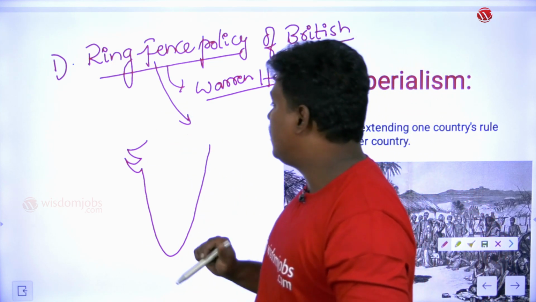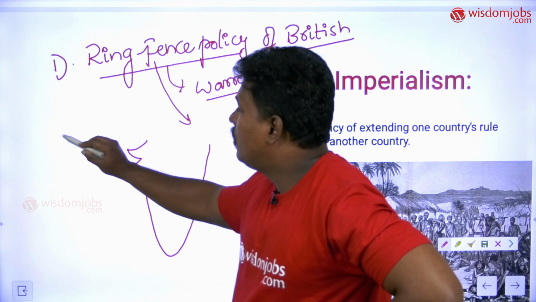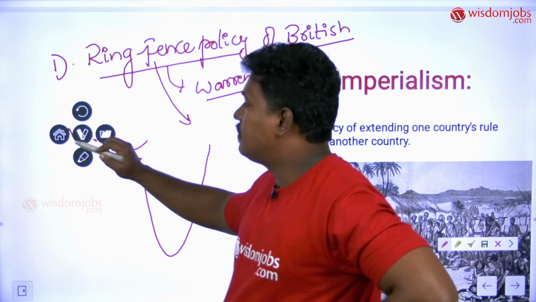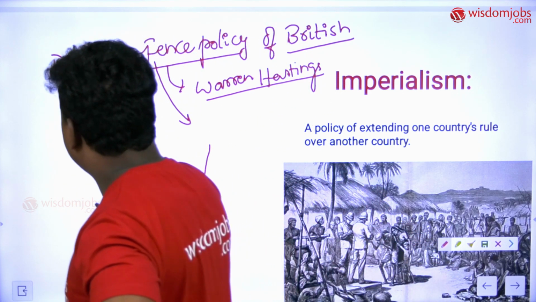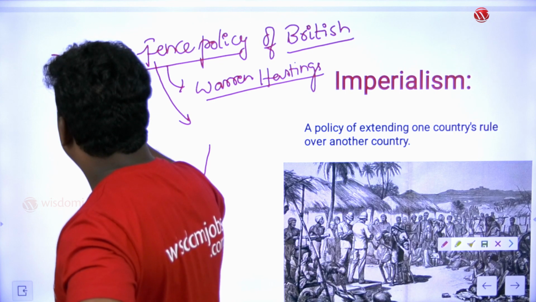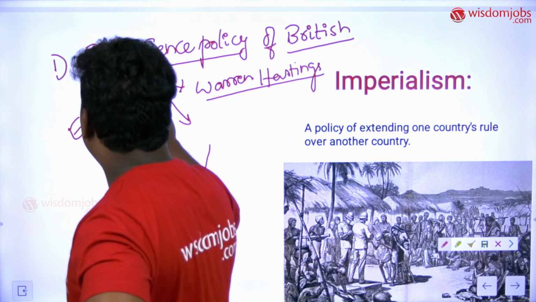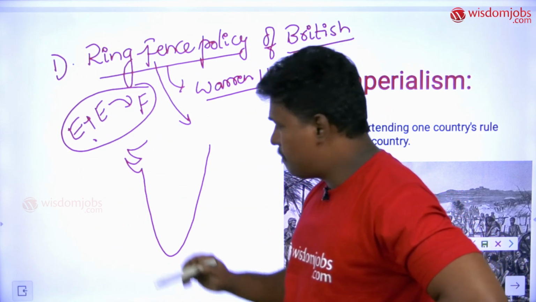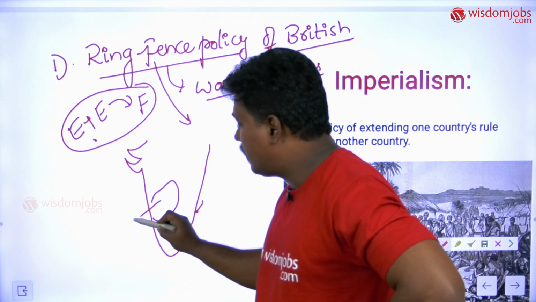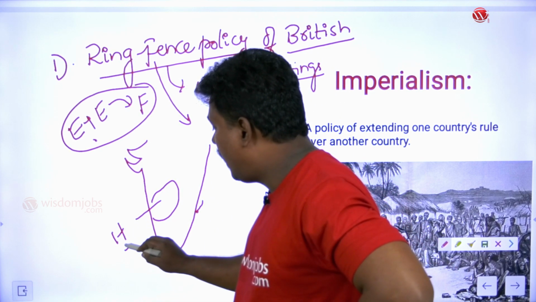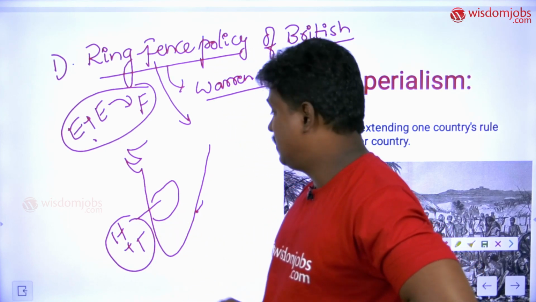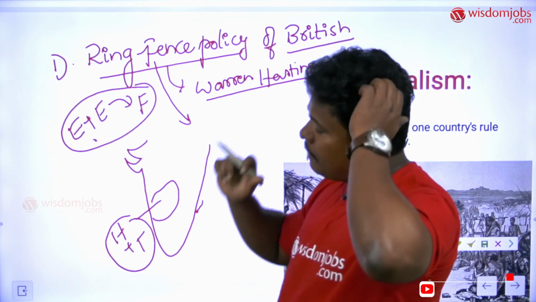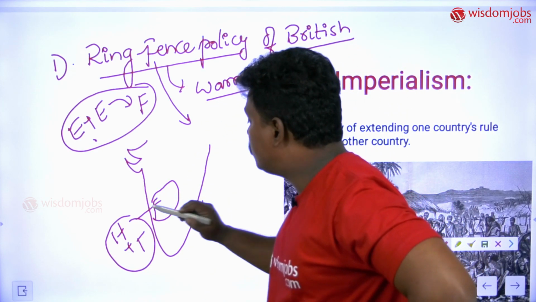The thing is, the ring fence policy is simply based on enemy's enemy is a friend. Through this policy the enemy becomes a friend. And who is the enemy of the British in India? Mainly the Mysore state Sultan Hyder Ali and Tipu, both father and son. They were big foes and formidable enemies of the British in India, in Mysore state.